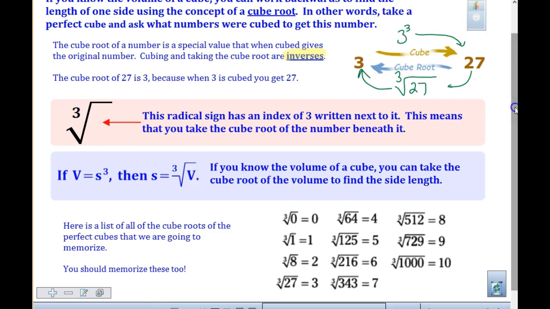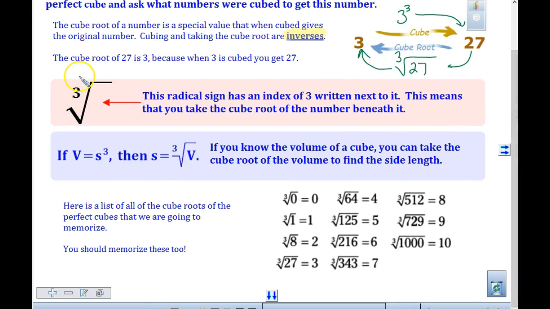Next year when you get into algebra, you'll take other roots than this. You might have some with fractions and some other ones, but at this point we're going to keep these all as whole numbers. So here's a list of your cube roots and perfect cubes that we are going to memorize. So again, you need to be able to go frontwards and backwards.